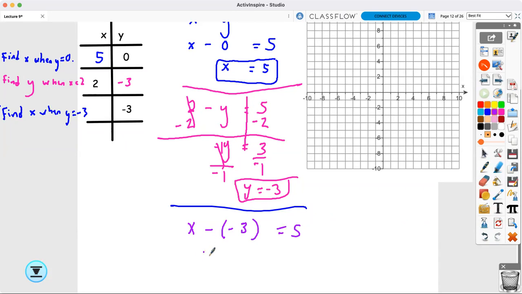Two negatives makes a what? A positive, right? Now how do I move a positive 3 to the other side? By subtracting it. So then we get X equals a positive 2. And we're done.